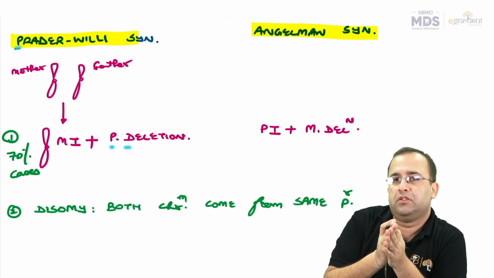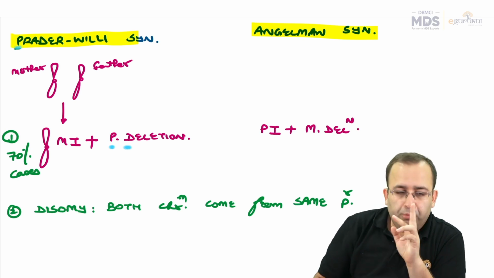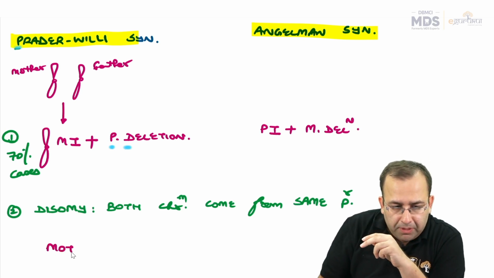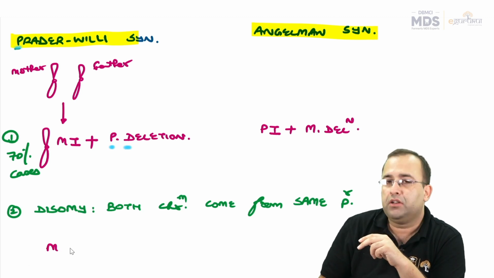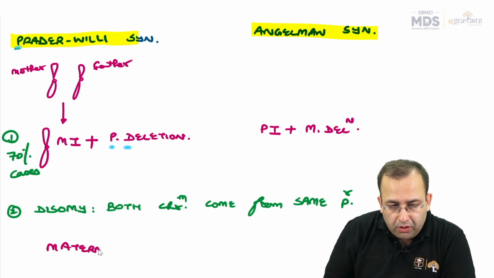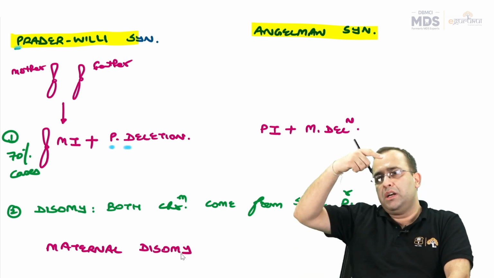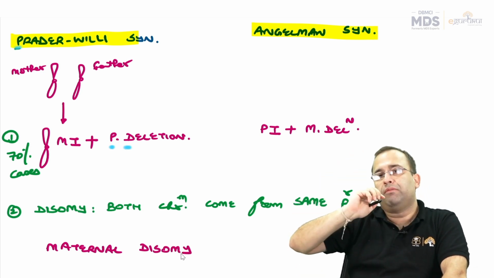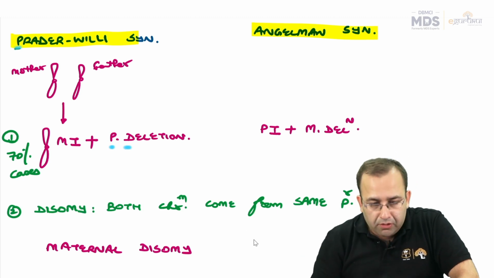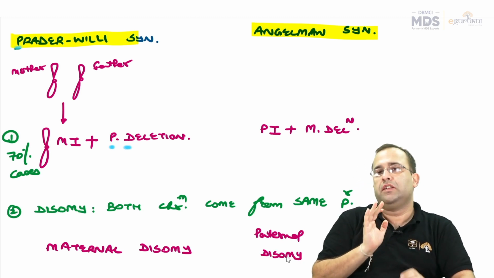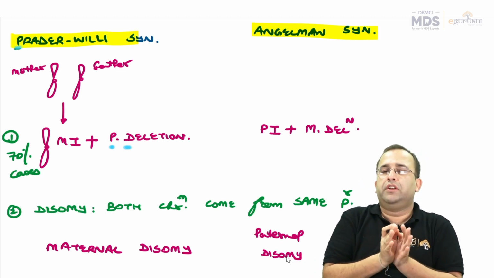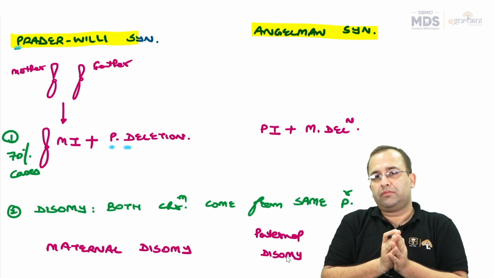I want all of you to commit to the answer. Prader-Willi, both the chromosomes came from the mother. It is maternal disomy. They came from the mother, but they do not express themselves. Remember, Prader-Willi was maternal imprinting. Now it is maternal disomy. Versus Angelman syndrome, which is paternal disomy. You cannot ratify this, you have to understand it.